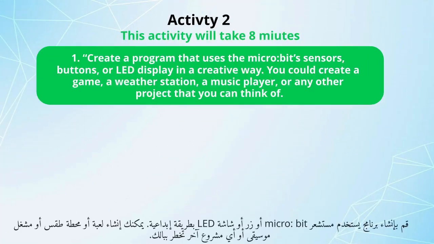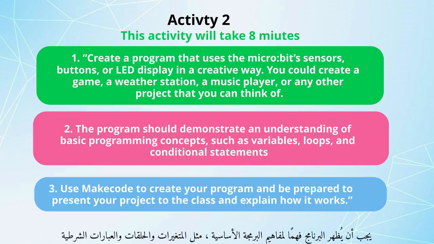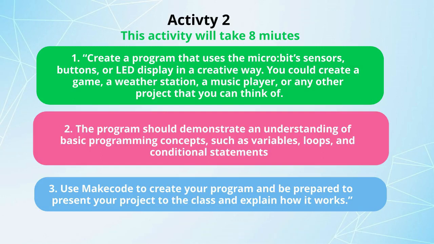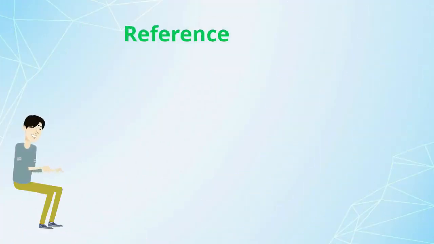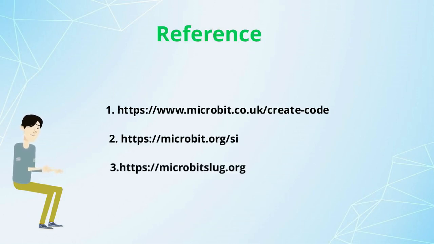Activity 2. Create a program that uses the micro:bit sensors, buttons, or LED display. The program should demonstrate variables, loops, and conditional statements. Use MakeCode to create your program, present the project to the class and explain. Activity 3. Identify the parts. Let's stop here and get some additional references to help you learn and get more information about variables and iterations.